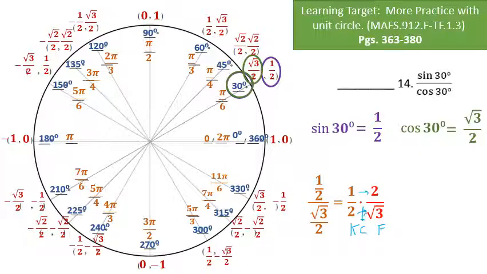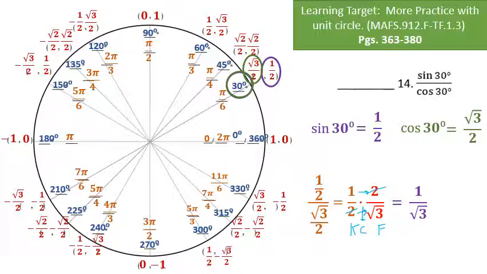We're going to get 2 on the top and 2 on the bottom. They are going to cancel, and we're left with 1 over the square root of 3. You're thinking, great, I'm done. Technically not, because we don't like to ever have a radical in the bottom.